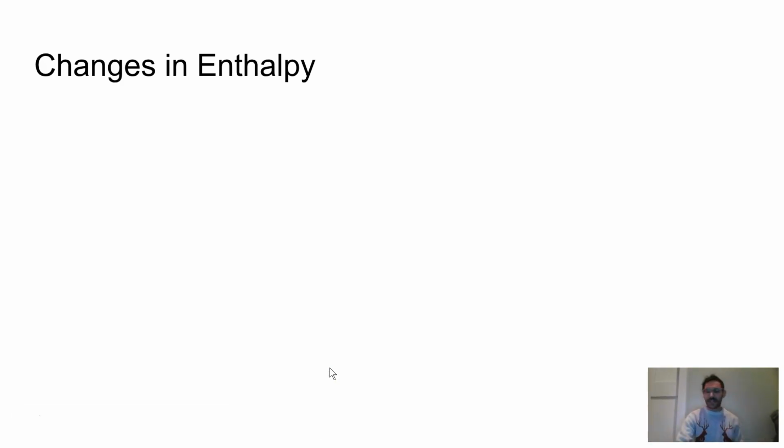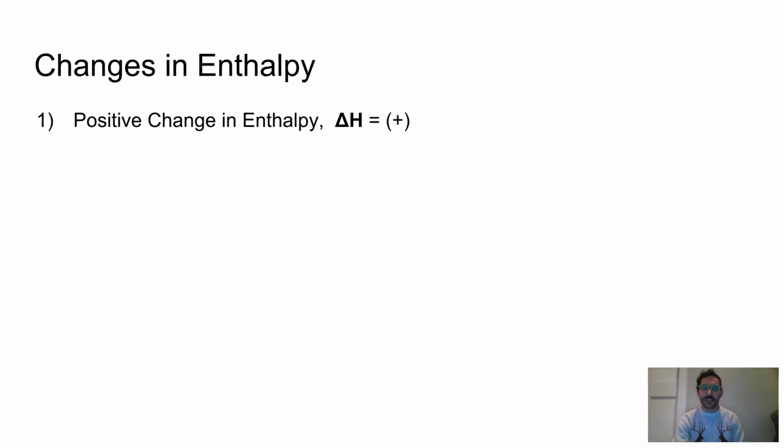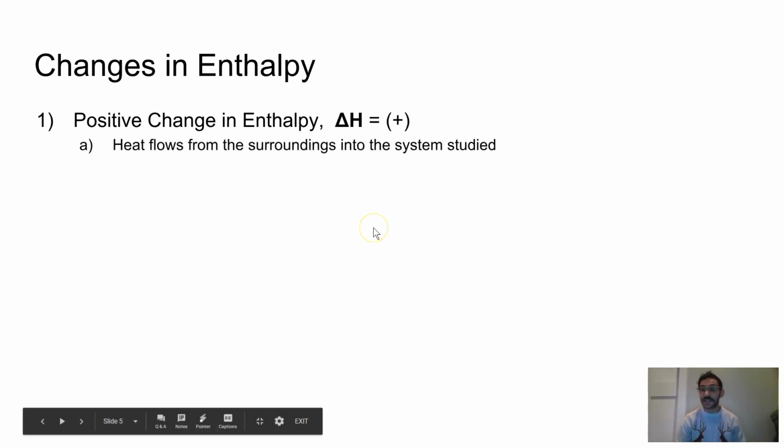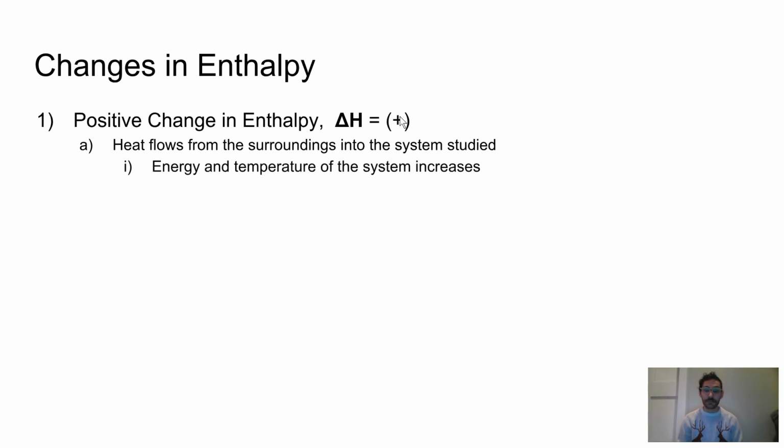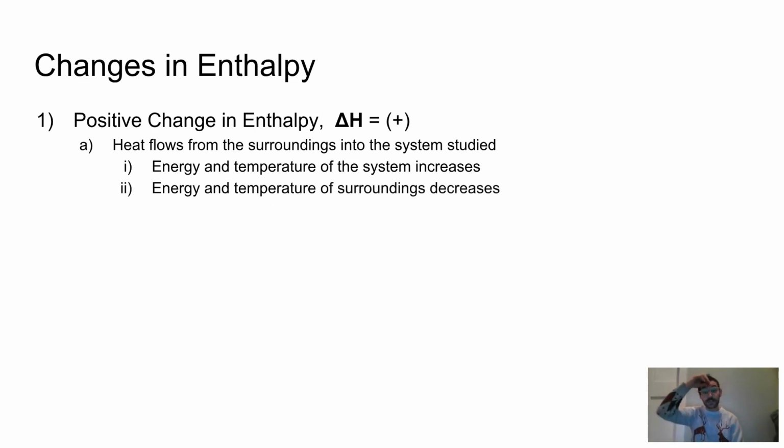Well, changes in enthalpy, let's talk about that. A positive change in enthalpy. Ooh, fun. Heat flows from the surroundings into the system. The system has a positive change in enthalpy. It's getting that enthalpy or that heat from the surroundings. This means that the energy inside our system is going to go up because we're getting thermal energy from the outside, and our temperature should increase.